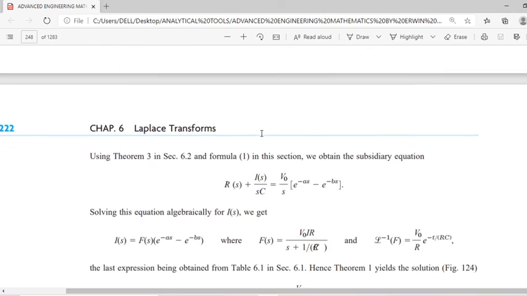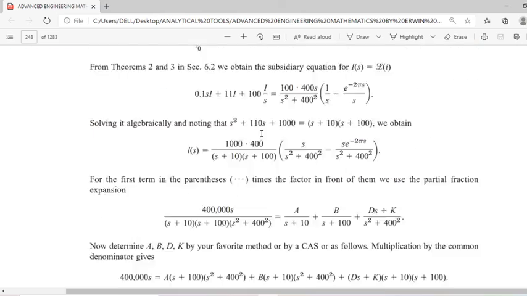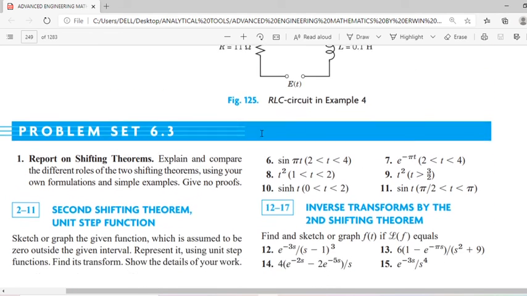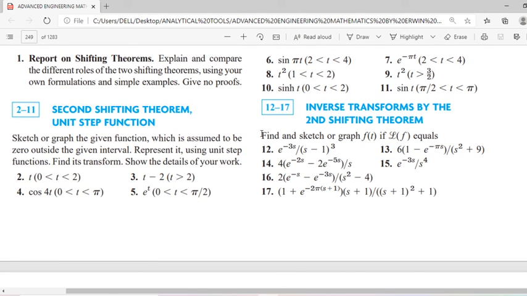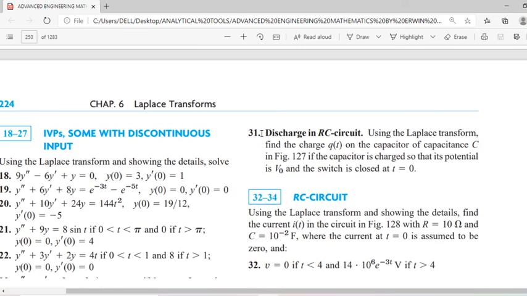I think this is sufficient for today's discussion, and we will discuss the application later. So you can consider the problems of this section also. You may try to find the solution for all these equations.